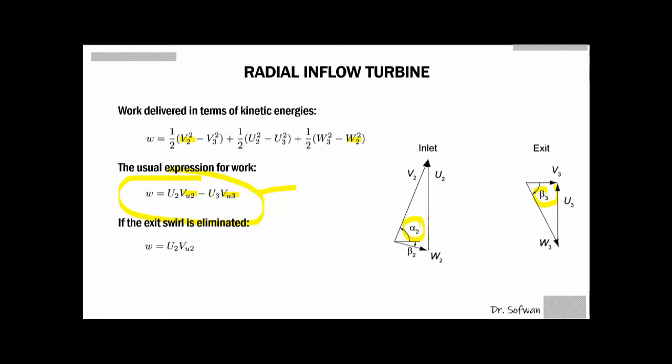It's undesirable, but theoretically, we can increase the work delivered by a radial inflow turbine by making the value of VU3 negative by increasing the angle beta 3. But practically, it's not very practical.